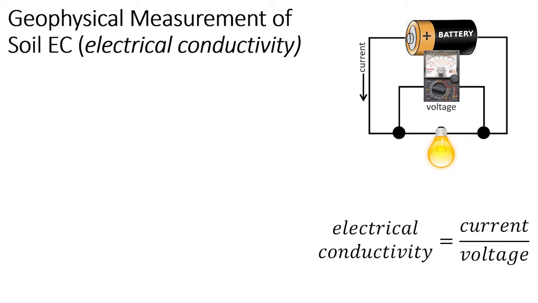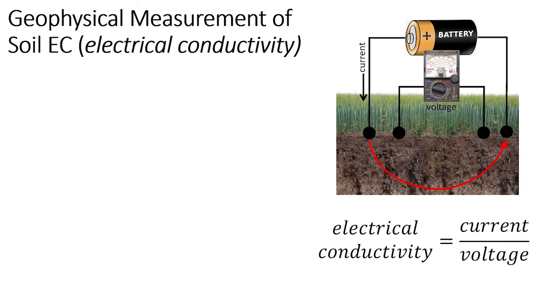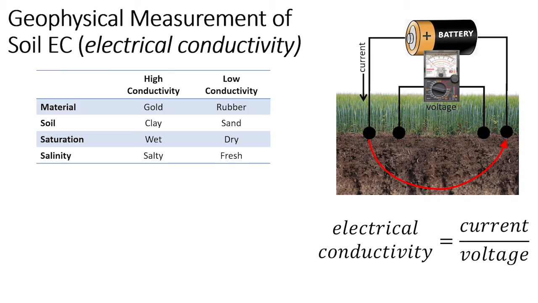So why would we care about electrical conductivity? Well, for us, our load is not a light bulb, but the actual soil. And so we're going to be putting electrodes into the ground and actually measuring the amount of current that goes into the ground and the voltage drop that results to get a measure of the electrical conductivity. And as most of us know, different materials will have different electrical conductivities. Materials like gold have a really high electrical conductivity and can easily pass current through them, whereas things like rubber are actually insulators and have a very low electrical conductivity.